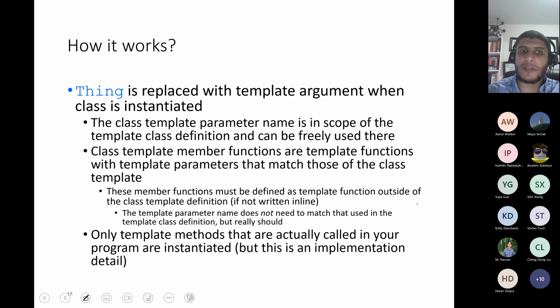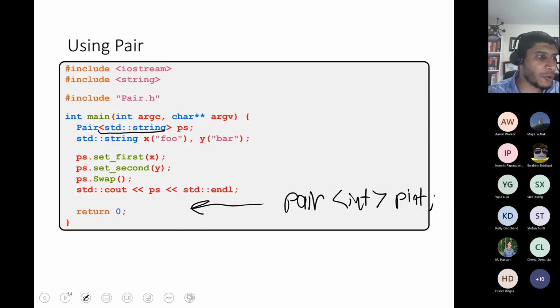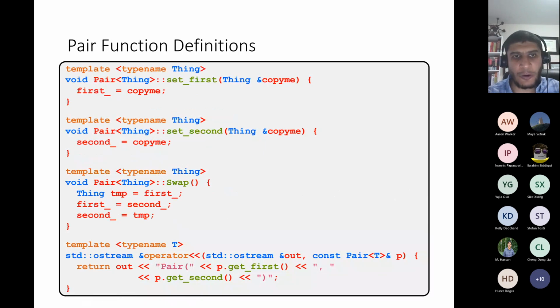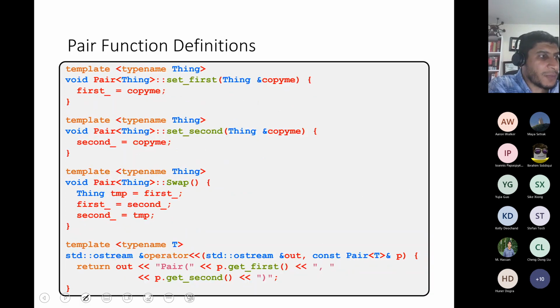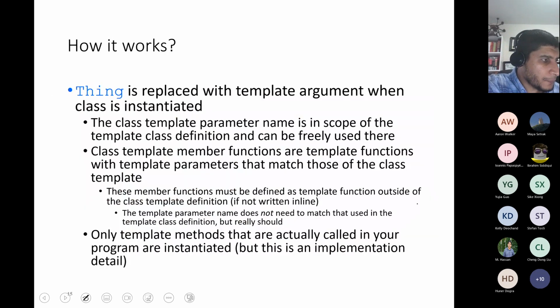So thing as a type name is recognized within the class. Class template member functions are also template functions by default. So once you define a class as a template, all your functions should be templates as well. As you have seen in our implementation, and even in our header file, I'm using thing with the functions, and when I implement them, I implement them the same way we implemented template functions. So the functions of a class that is a template are template functions by default. Good.